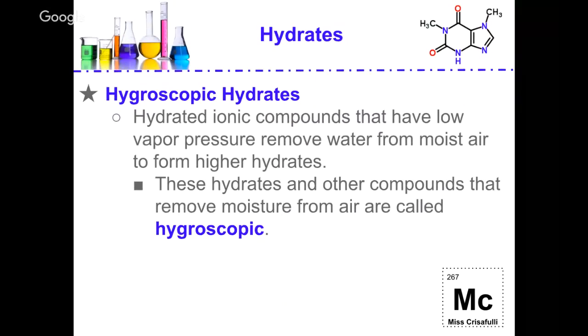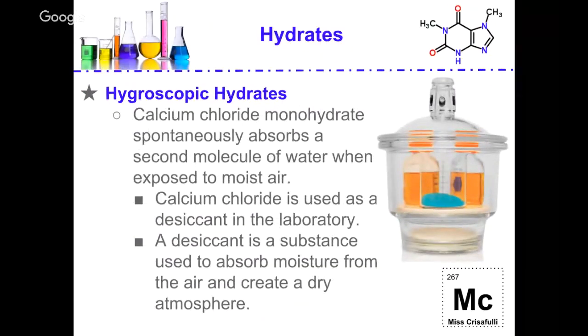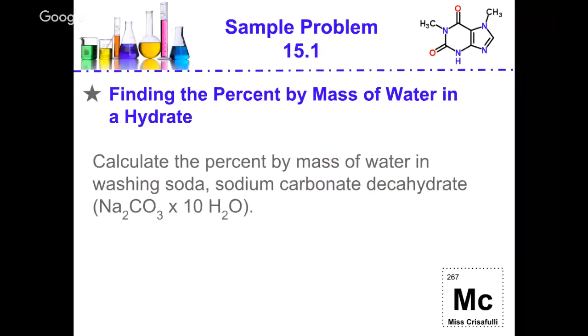Hydrated ionic compounds that have low vapor pressure remove water from moist air to form higher hydrates. These hydrates and other compounds that remove moisture from air are called hygroscopic. Hygroscopic hydrates have to be stored with calcium chloride because it is going to pull the water from the air, and then it will allow for the hydrate to keep its pure form. So we use a desiccant, and that is a substance that is used to absorb moisture from the air and create a dry atmosphere. So let's look at this example problem.